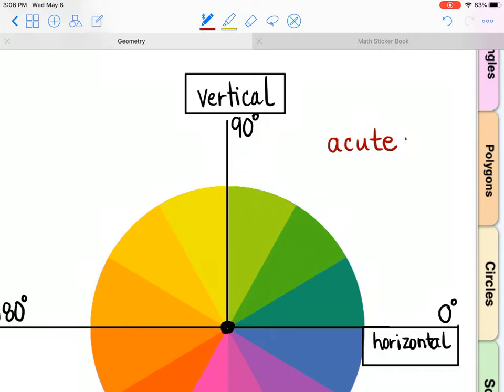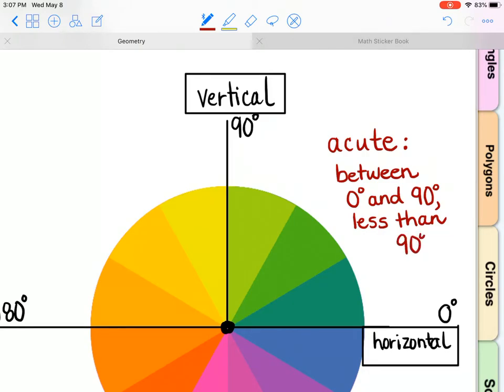Acute. And the definition of acute is between 0 degrees and 90 degrees. And when I say between, another way of saying that is less than 90 degrees. That's probably the easiest way to remember the definition of acute. So an acute angle is less than 90 degrees. And I've had students think that 90 degrees is acute, but it isn't. Acute angles are less than 90. They're between 0 and 90. So the first type of angle that you need to know is the acute angle.